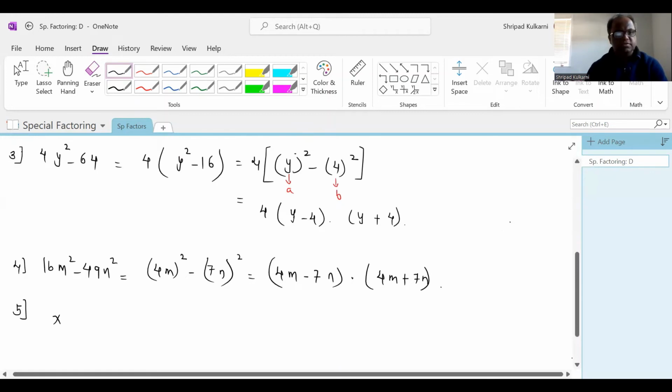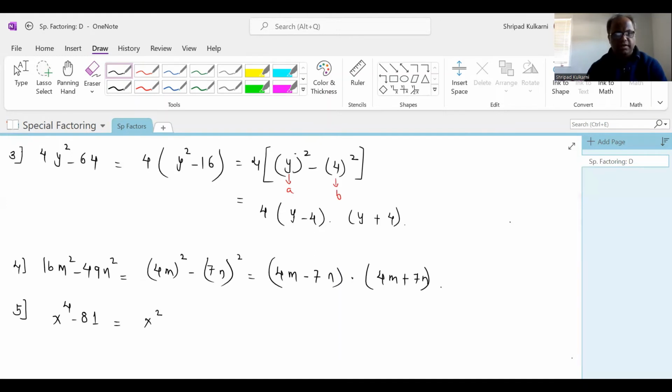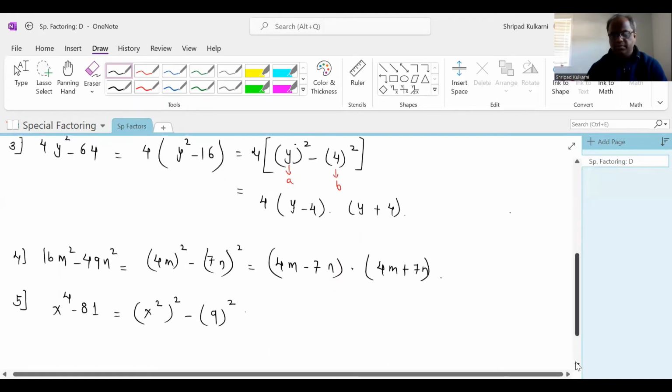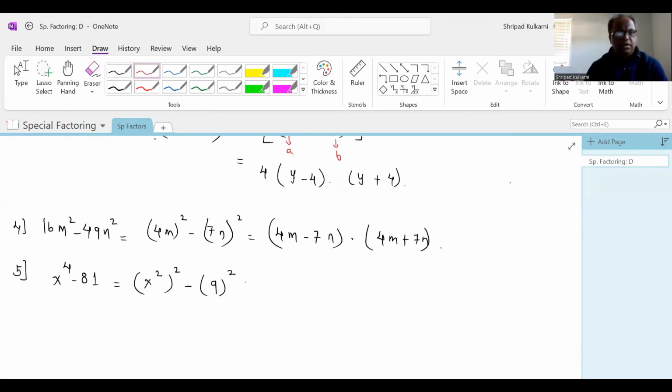Okay. So this is an interesting one. Let's check your concepts. X to the power 4, I can write it as x squared, squared. I can write 81 as 9 square. I identify my A, I identify my B. Here, A minus B and A plus B.